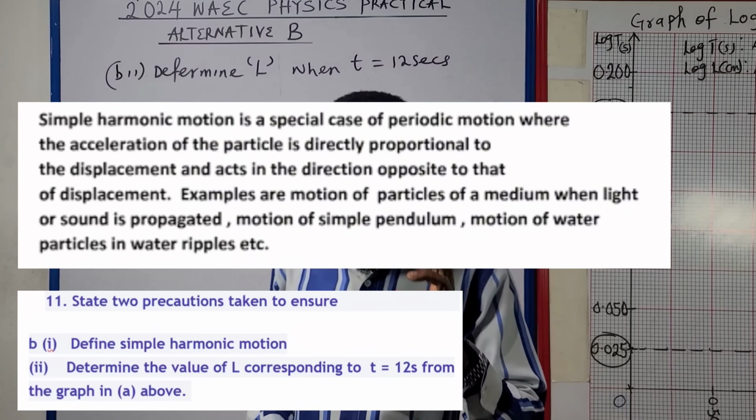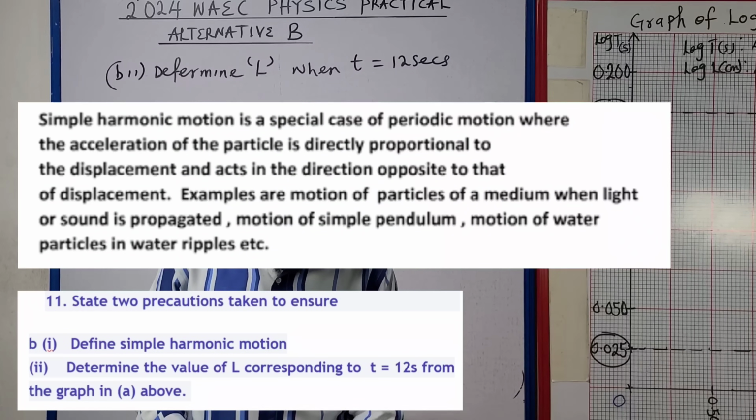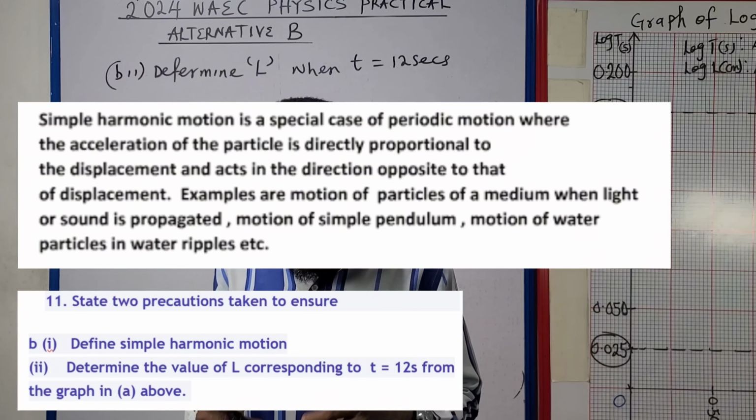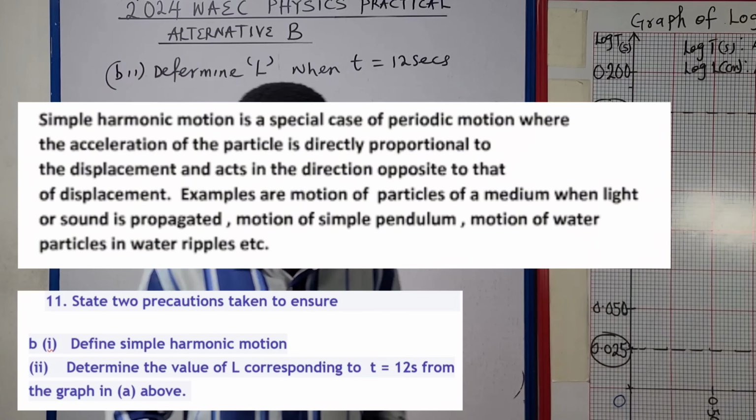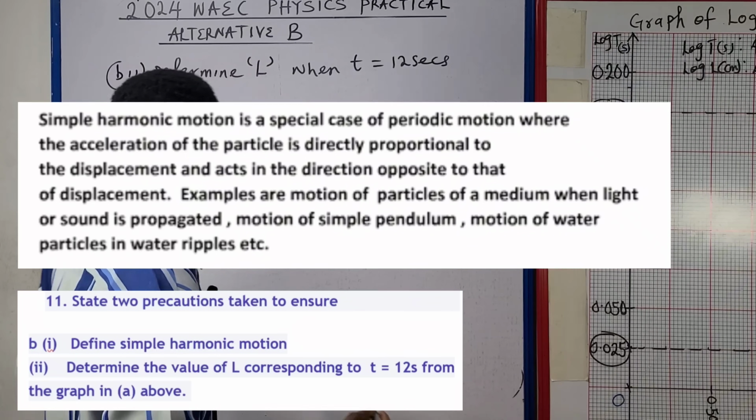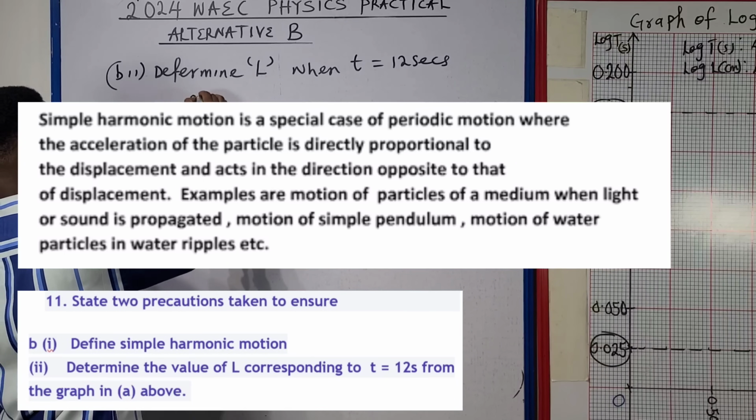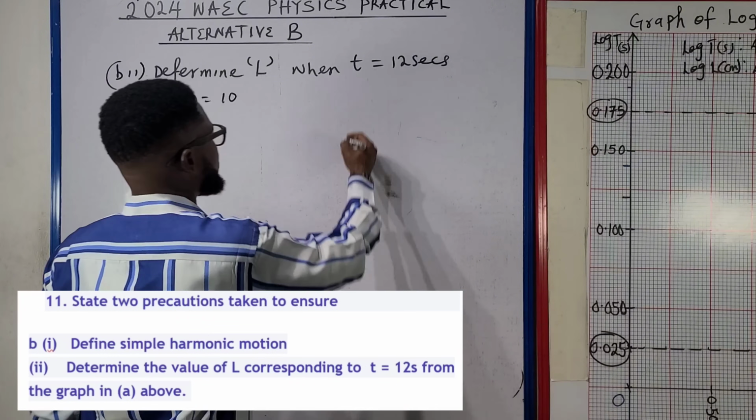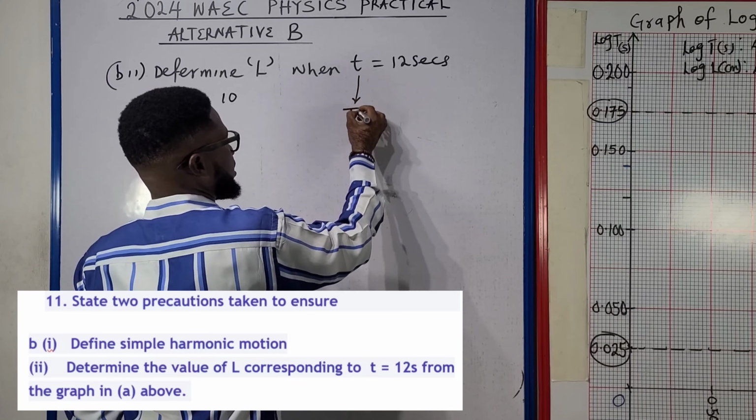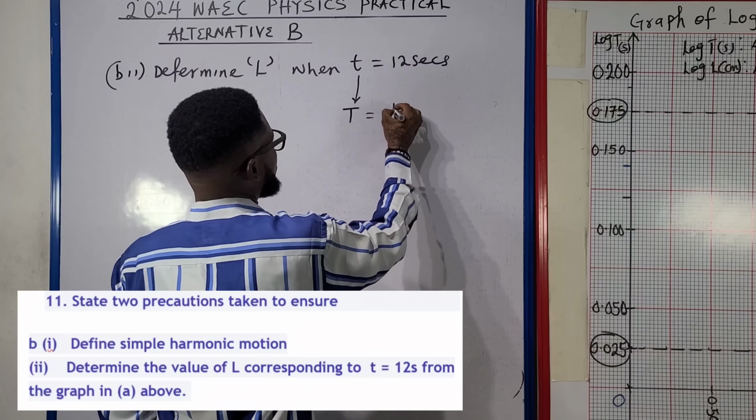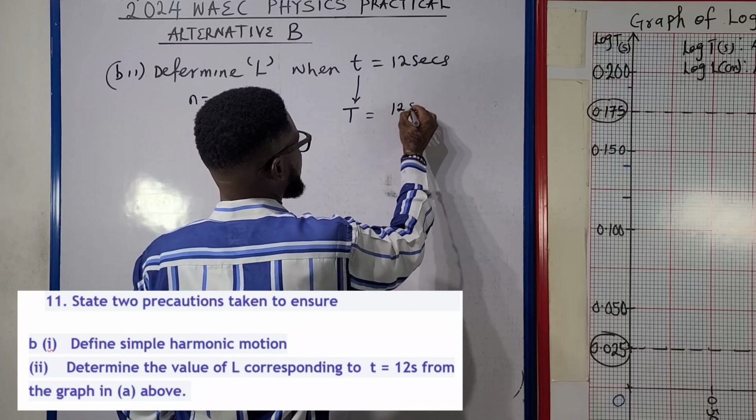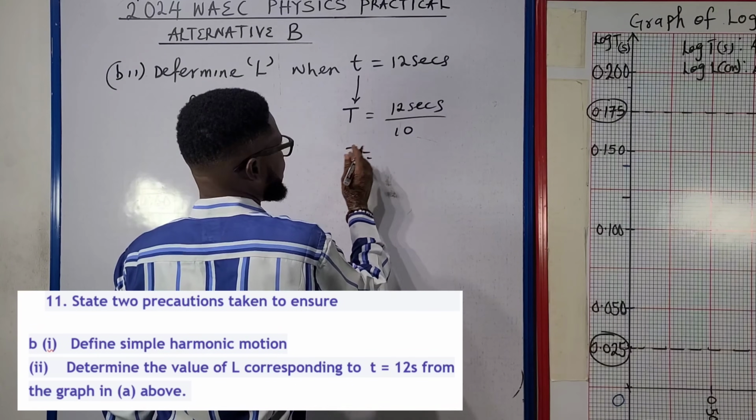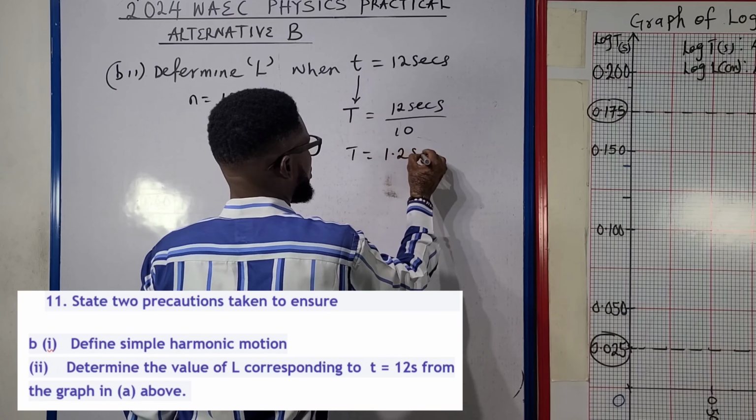So to the next question, looking at question B2, we're told to determine the value of L when T, the time of oscillation, is 12 seconds. You recall that in this experiment, the number of oscillations is actually 10. So from this particular T, we can get our period. Our period there is going to be 12 seconds divided by 10, so that our period here is going to be 1.2 seconds.